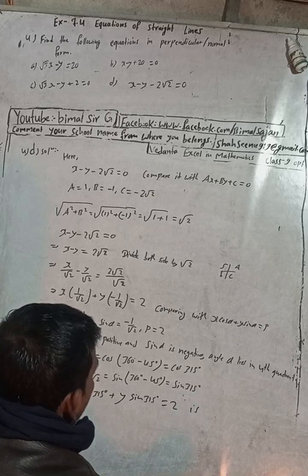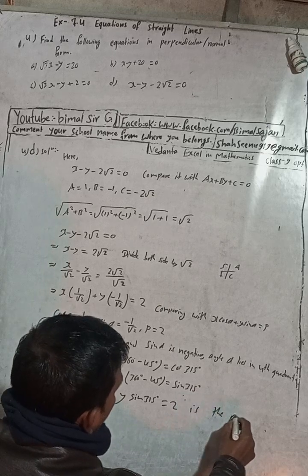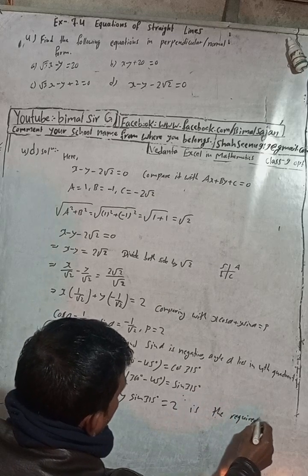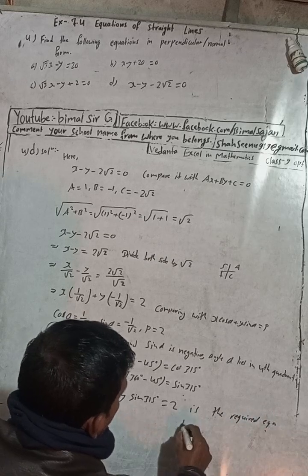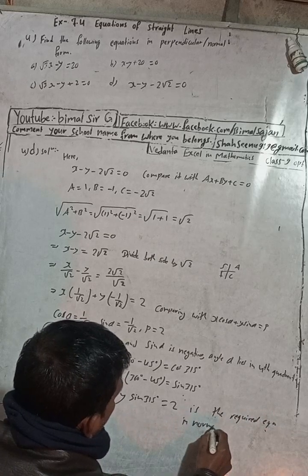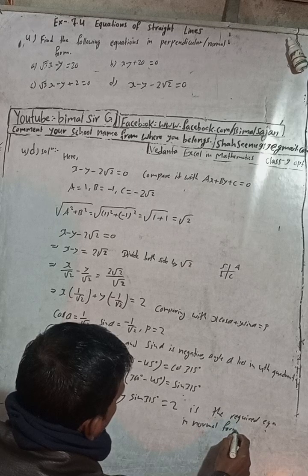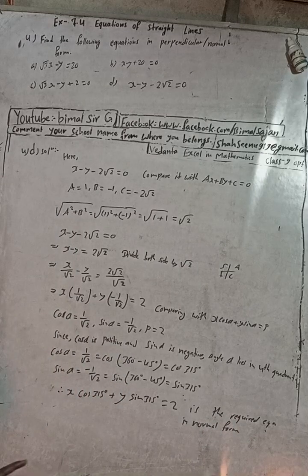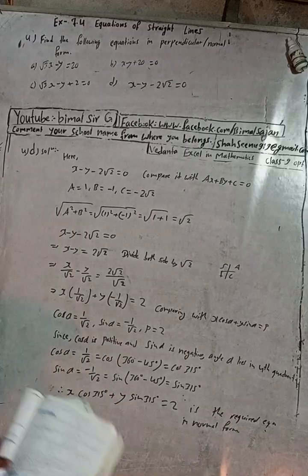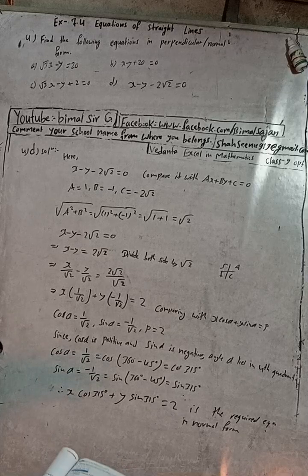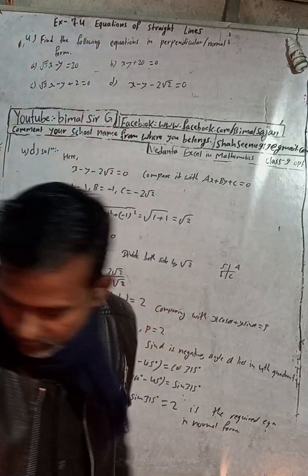So this is the required equation in normal form. Now let me check the answer. Here the answer is given: x cos 315 degree plus y sin 315 degree equal to 2. So dear subscribers, viewers and students, this is the solution.